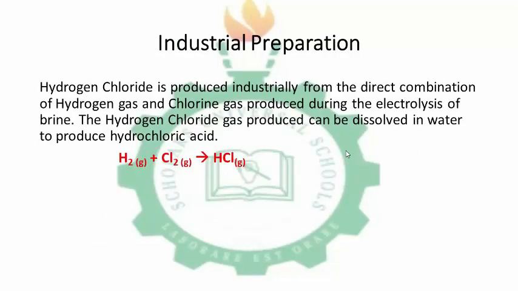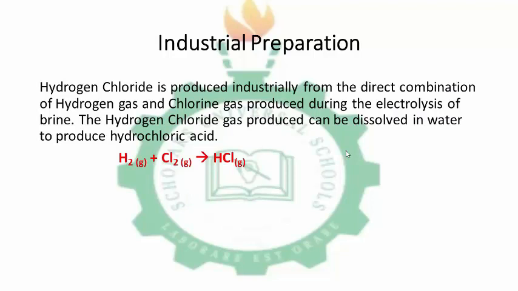And to the industrial preparation of hydrogen chloride gas. Hydrogen chloride gas is prepared industrially from the direct combination of hydrogen gas and chlorine gas produced during the electrolysis of brine. Please take note that the electrolysis of brine here is a little bit different from the electrolysis of brine we talked about in the industrial preparation of chlorine gas. Please let's take note of that.